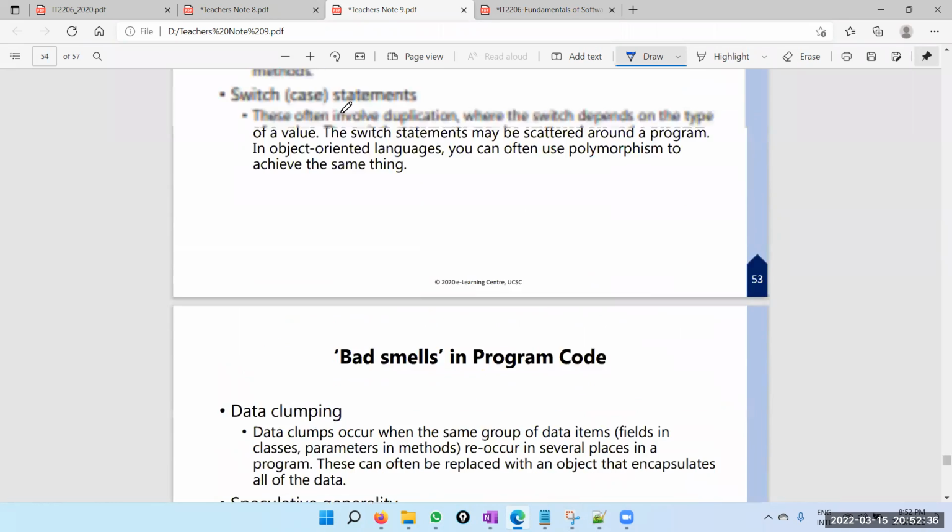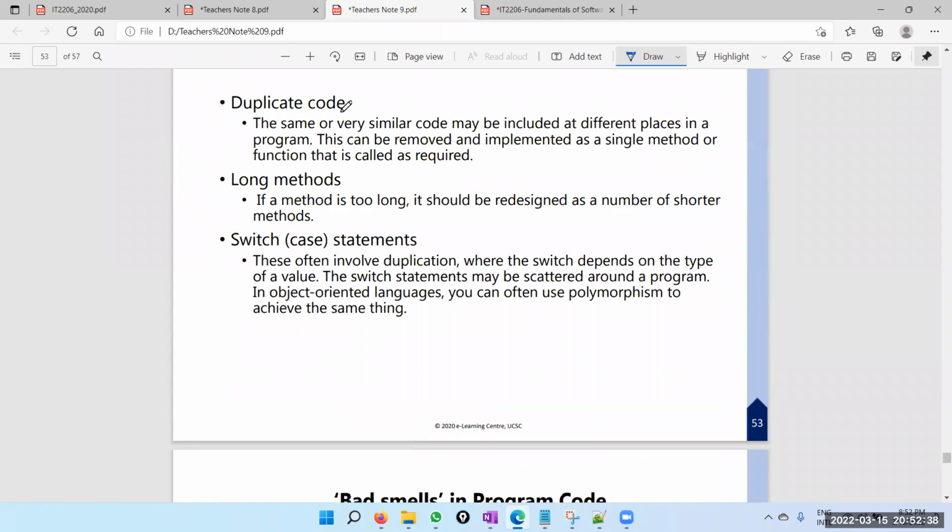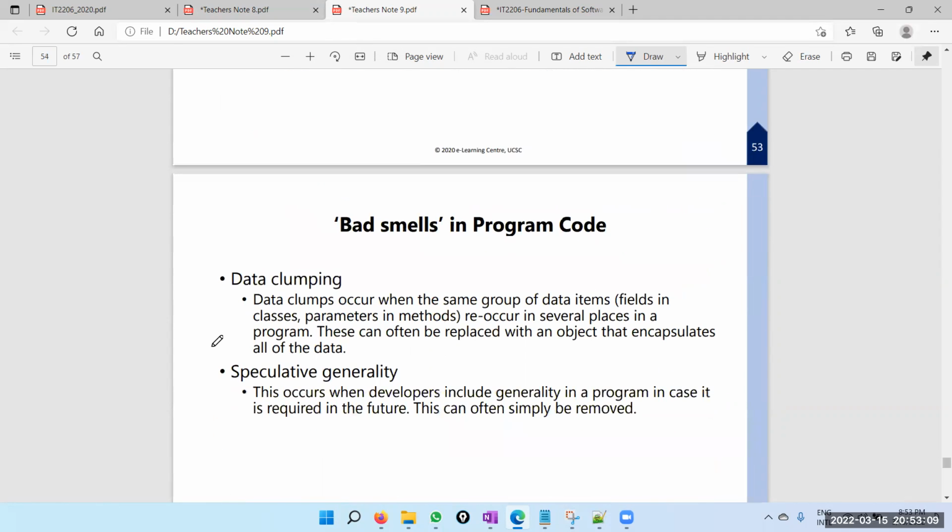Right. So bad smells in program code means, now I told you that when your program is aging due to so many changes, and those changes are done by various people, your code deteriorates. Its quality is getting less and less, and it is less stable as well. And the coding conventions may have been violated because the original developers are not doing those changes. So there can be duplicate code, long methods, right? Data clumping, speculative generality. Bad smells.